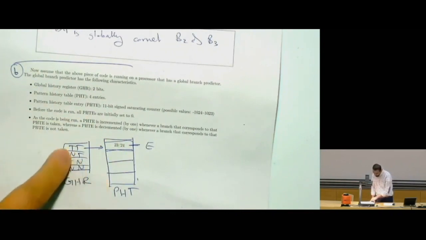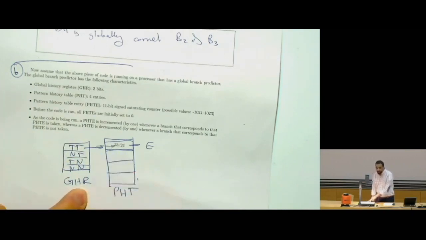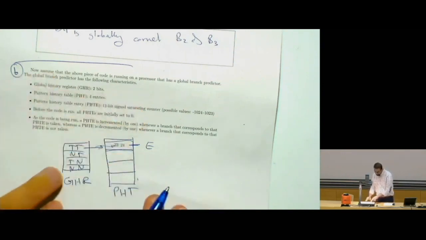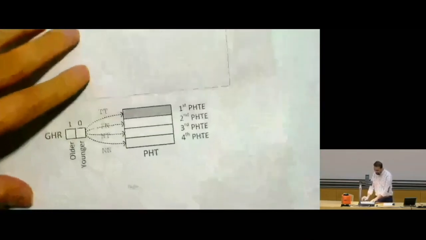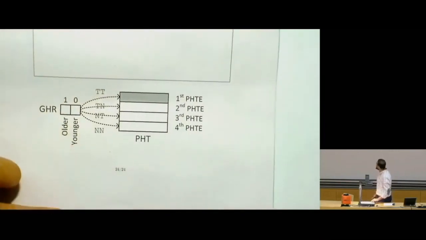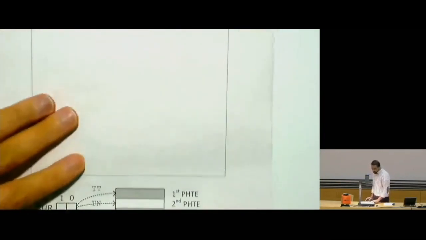And whenever I'm hitting one of those entries in the global history register, I'm trying to increment this by 1. Or if it is taken, I'm incrementing by 1. If it is not taken, decrement by 1. So this diagram is given on the other page, which is here. Okay.